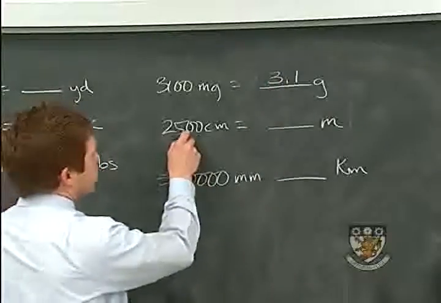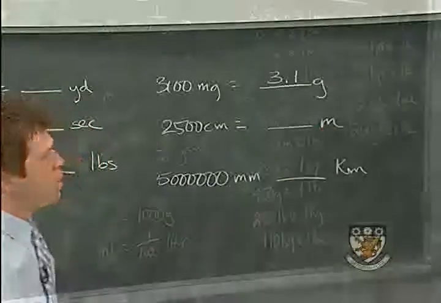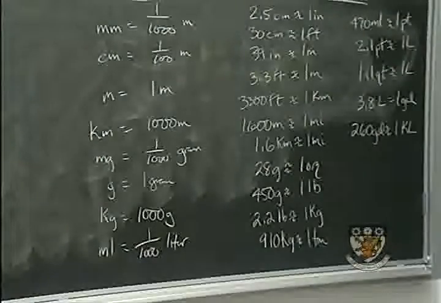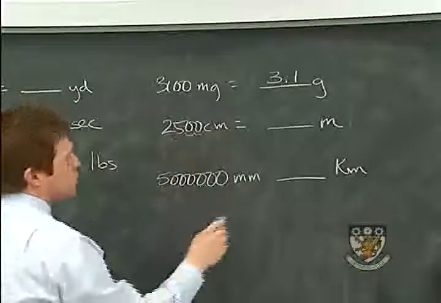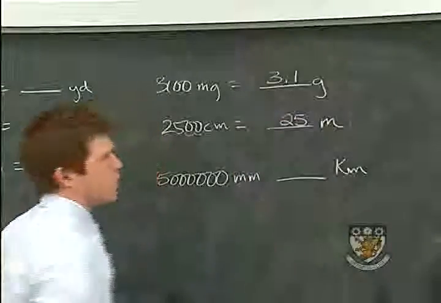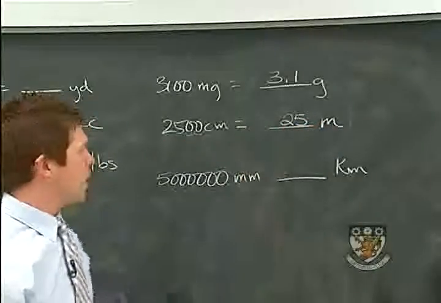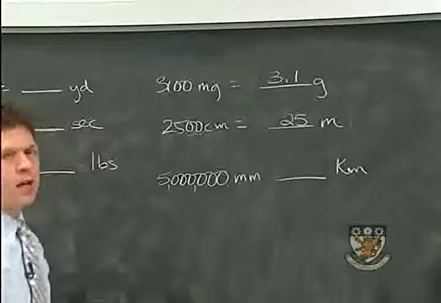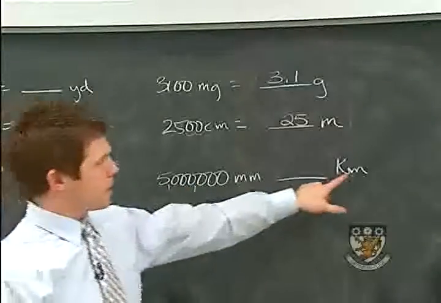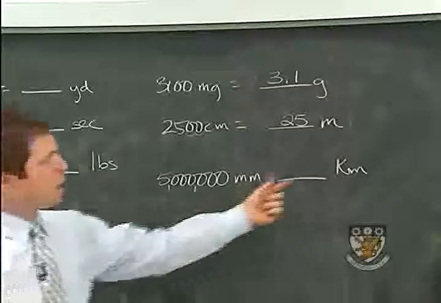Now we have 2,500 centimeters is the equivalent of how many meters? Well, we know that there are 100 centimeters for every 1 meter. When dividing by 100, you move it 2 places. 25 meters. Going from a smaller measure to a larger measure, the number goes down. Here we have 5 million millimeters and converting that to kilometers. We are going from a smaller measure to a larger measure.